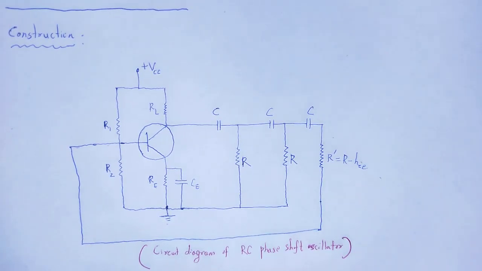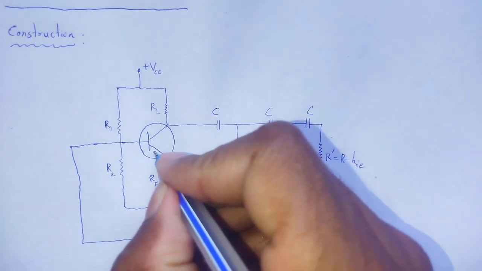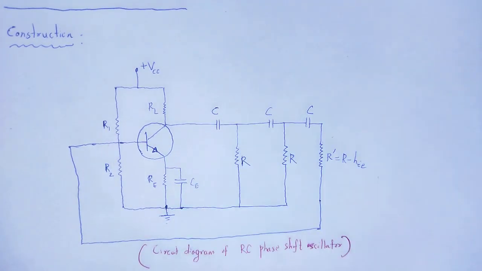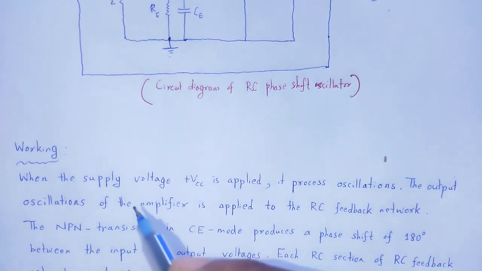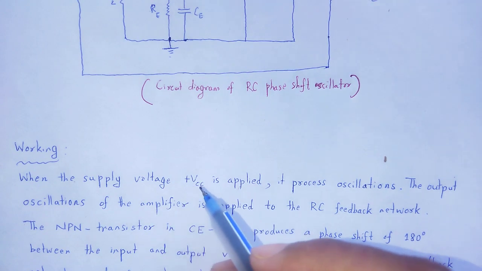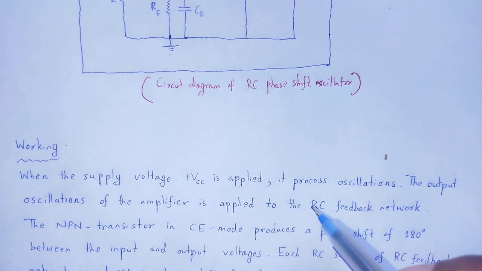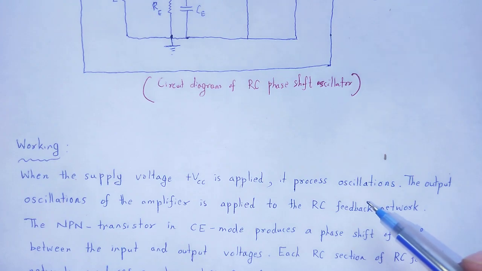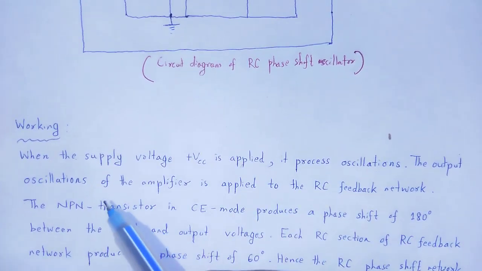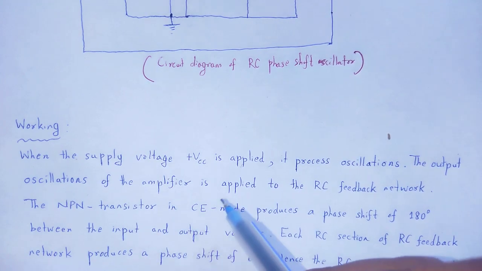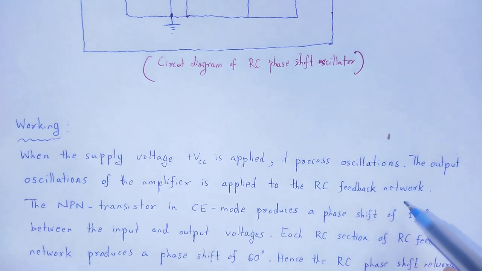We can understand its working. When the supply voltage plus VCC is applied, it produces oscillations. The output oscillations of the amplifier are applied to the RC feedback network.